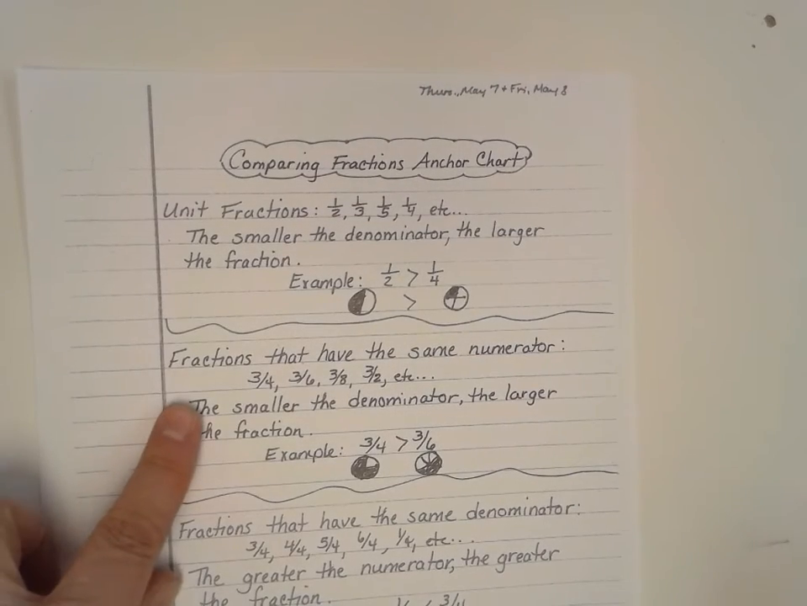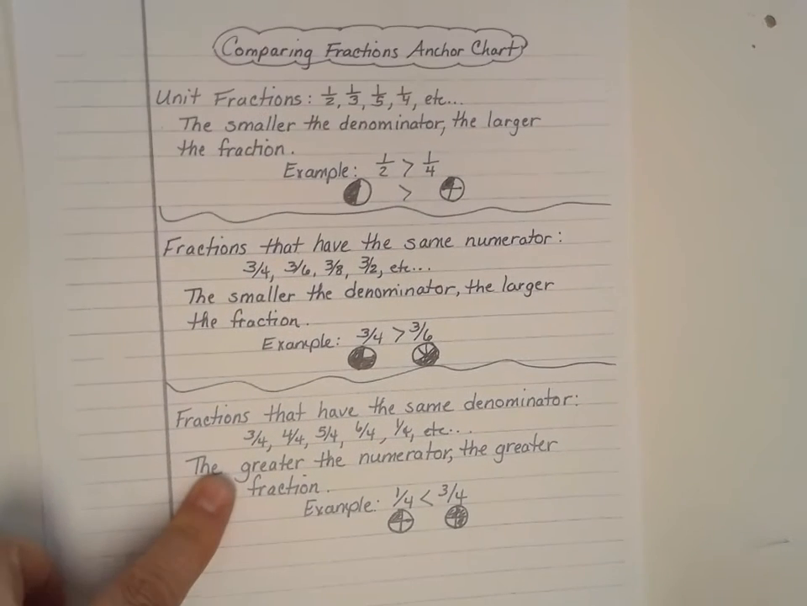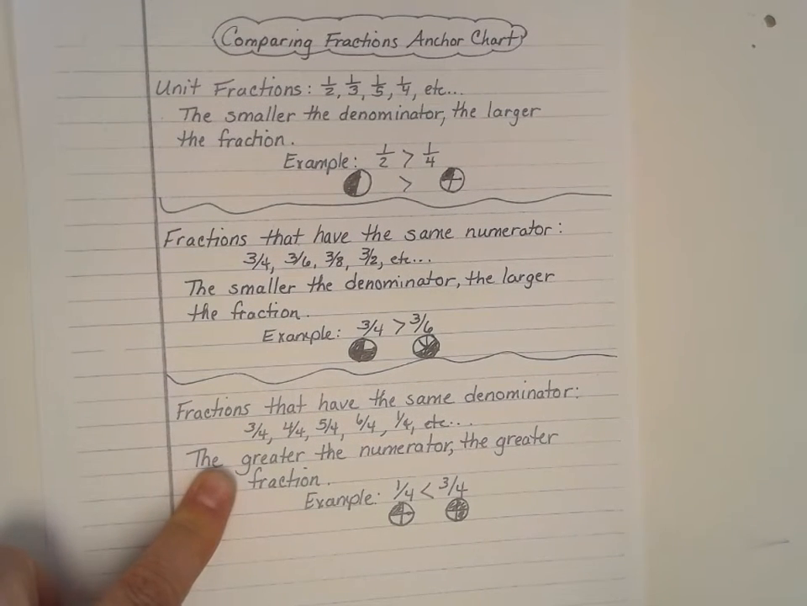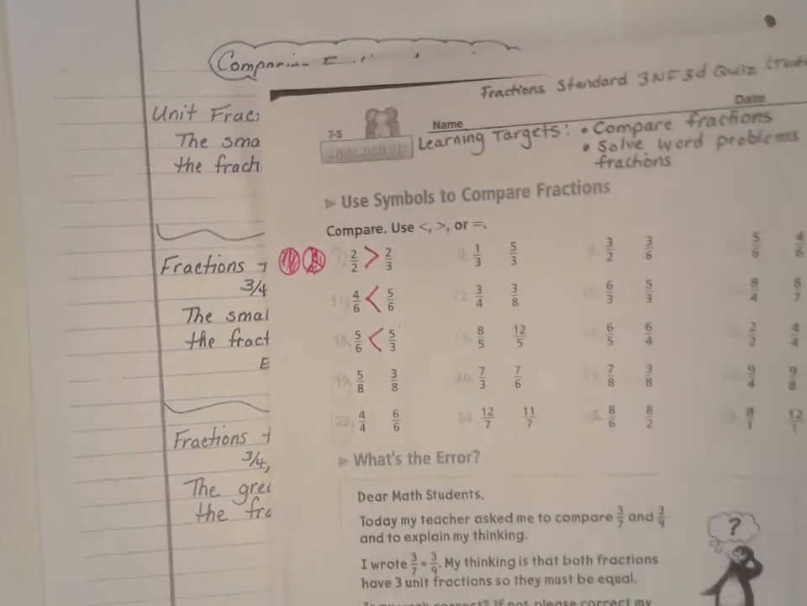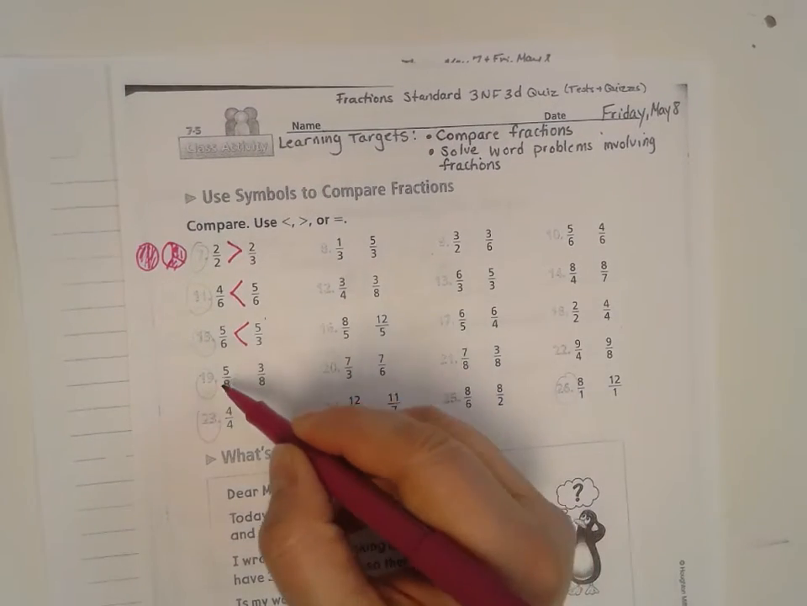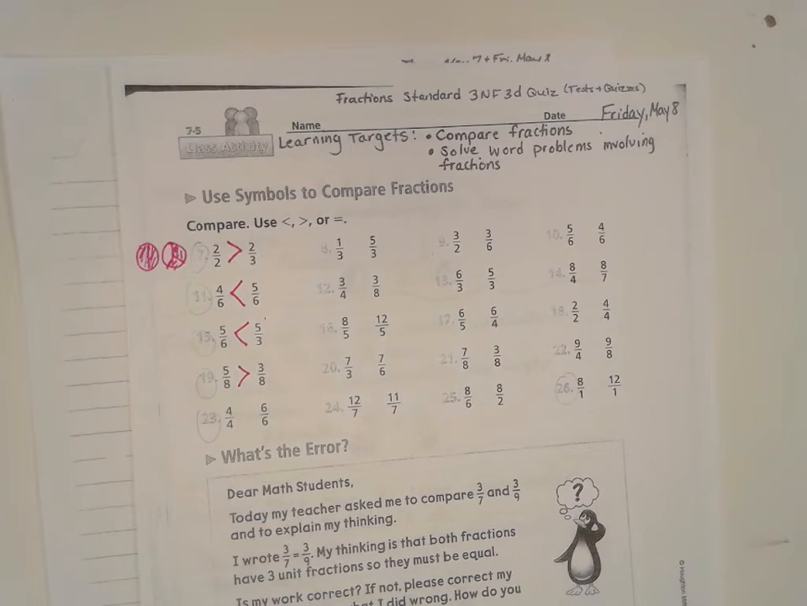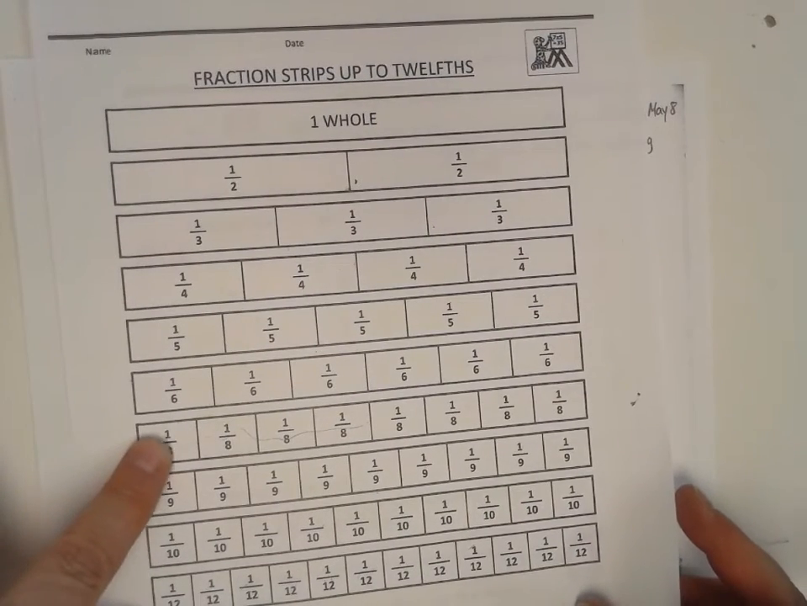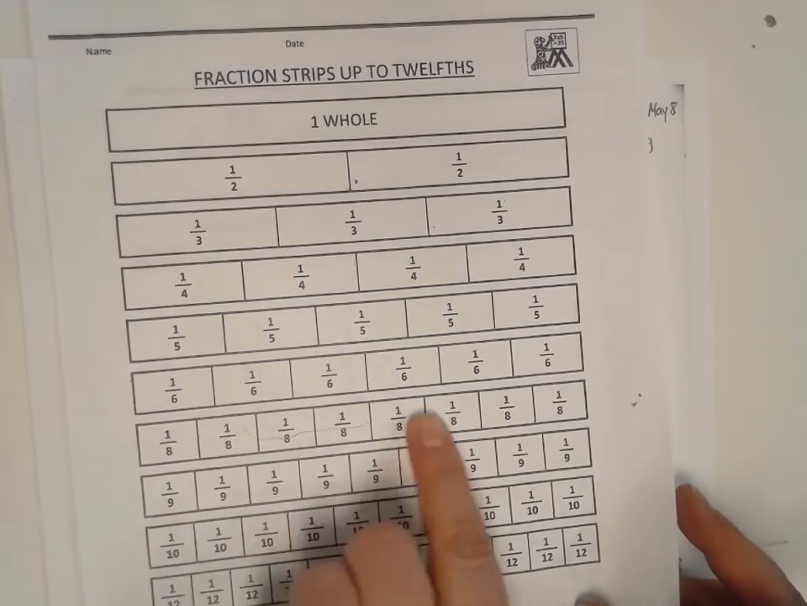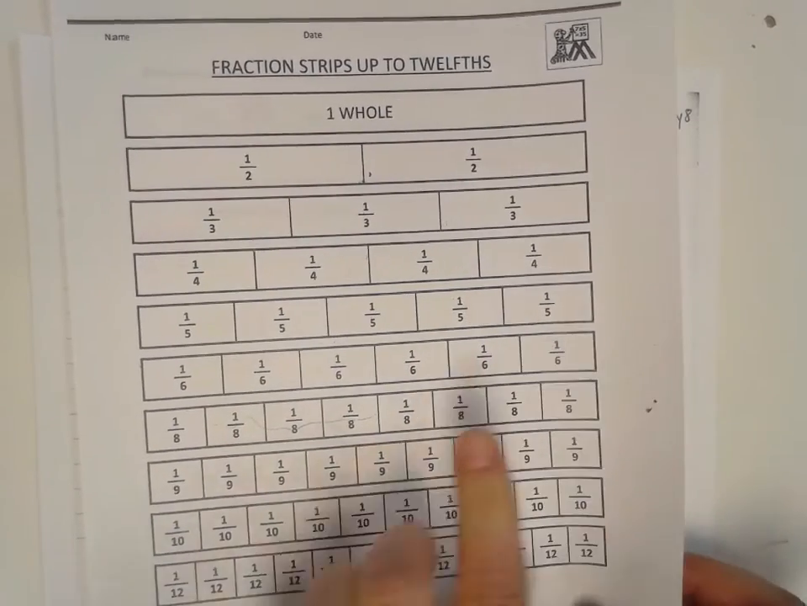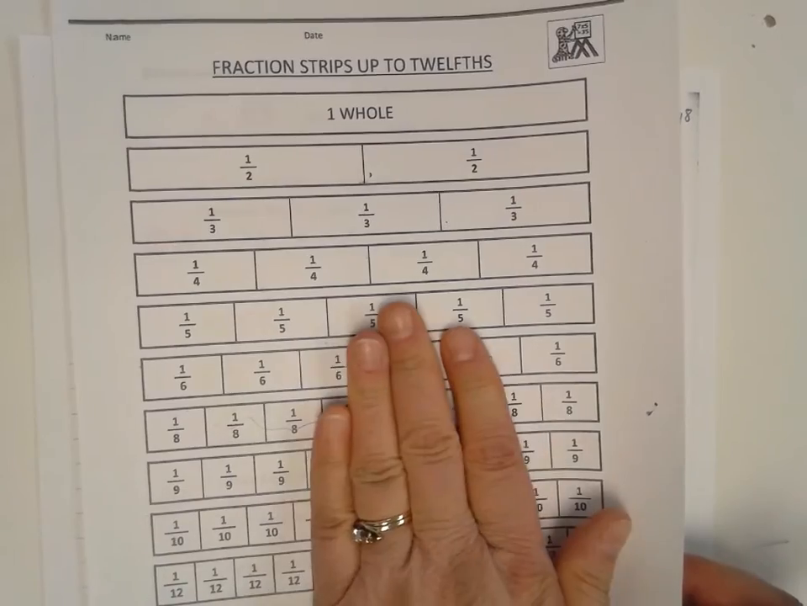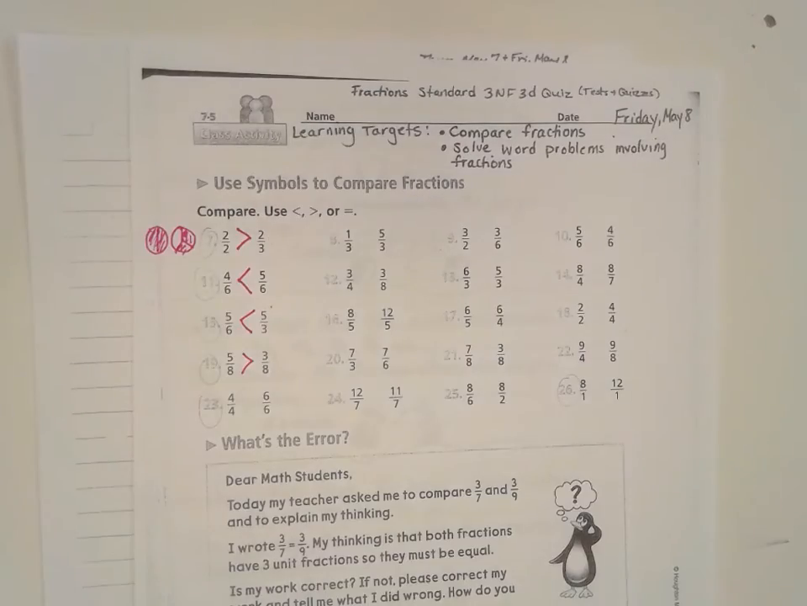5/8 versus 3/8. Now the denominator is the same, and the numerator is the different one. So the greater the numerator, the greater the piece. The 8s are the same, so 5/8 is going to be greater than 3/8. We can even see that on our fraction strips. If we look at our 8s, 1, 2, 3, 4, 5 of them is bigger than 1, 2, 3 of them. We can definitely see that in real life.